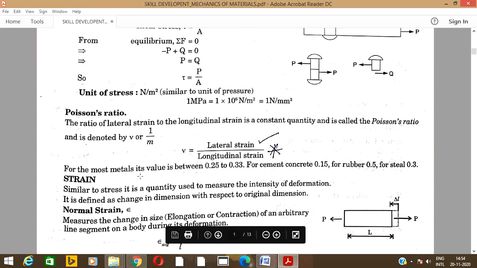For most metals, its value is between 0.25 and 0.33. For cement concrete, it is 0.15. For rubber, 0.5. The maximum Poisson's ratio we can expect is only in rubber. You can stretch it as far as possible and that dimension will get reduced. Steel has 0.3. Next, the remaining topics, the different types of strains, we can discuss in the next class.